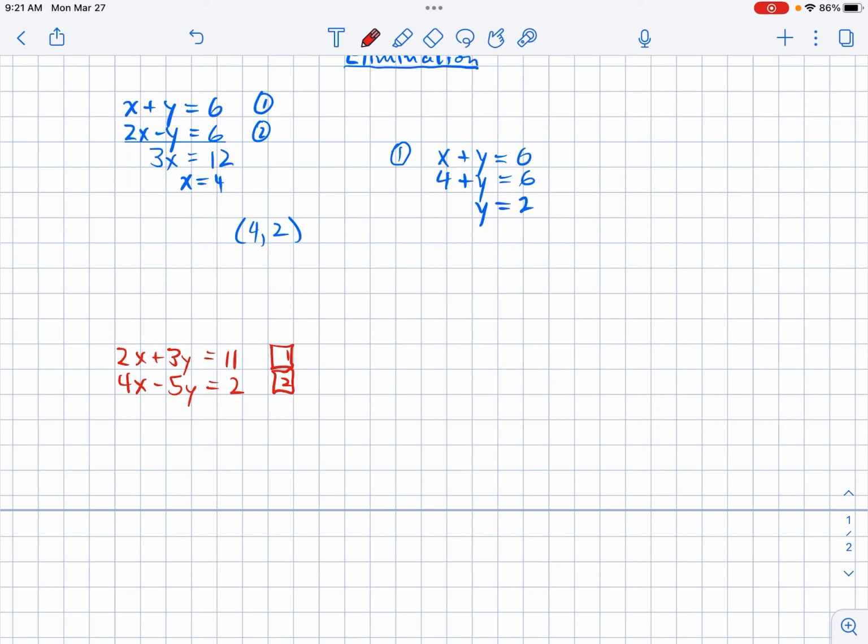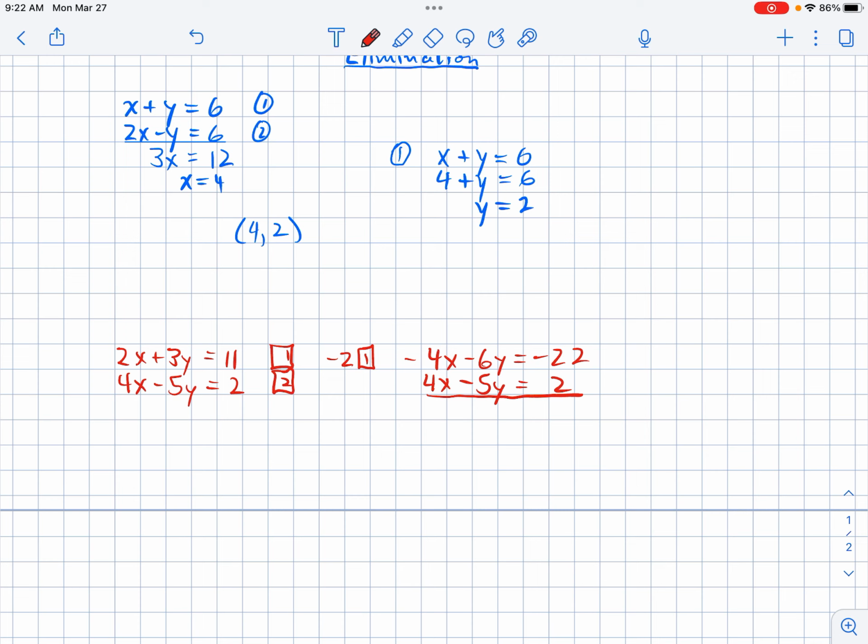Now what I want to do is pick a variable to eliminate. And I've got my eye on x because I'm going to take equation 1 and multiply that by negative 2. See? And let's see what I've got. I've got negative 4x. I'm just multiplying everything by negative 2. I've got negative 4x minus 6y equals negative 22. Now, I don't do a thing to equation 2. I've got 4x minus 5y equals 2. I'll just leave that as it is.